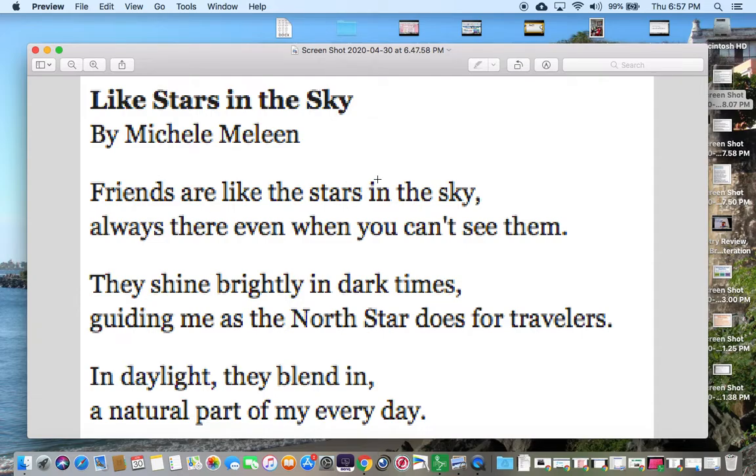Friends are like the stars in the sky, always there even when you can't see them. They shine brightly in dark times, guiding me as the North Star does for travelers. In daylight, they blend in, a natural part of my everyday.